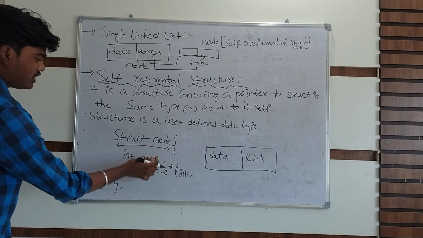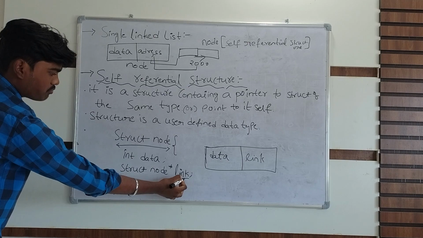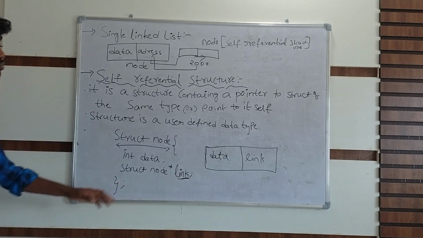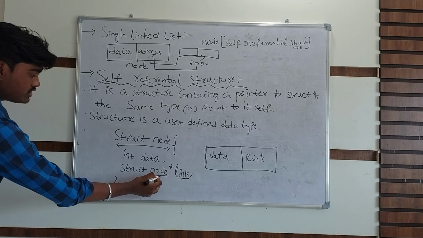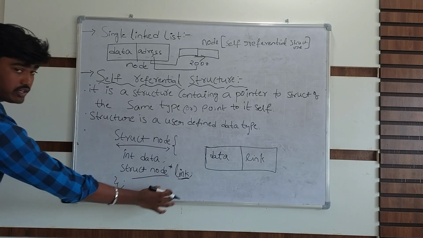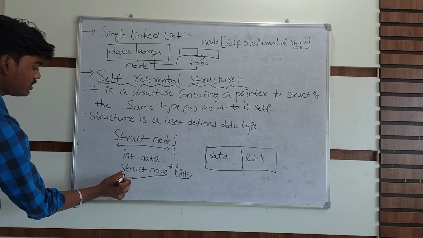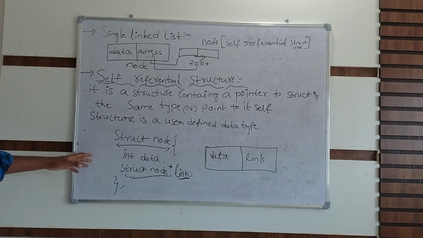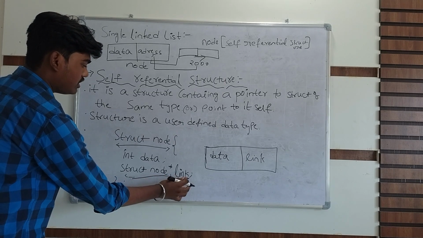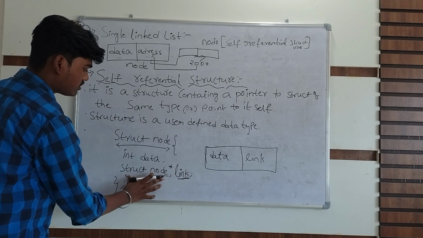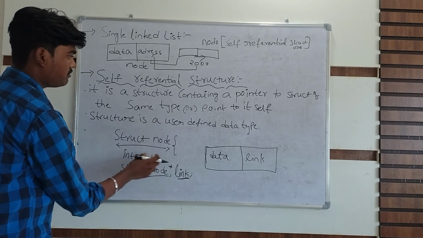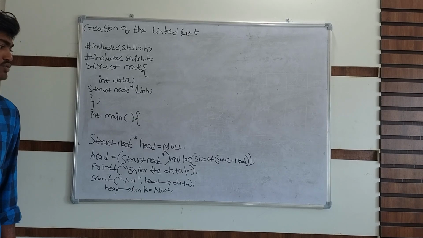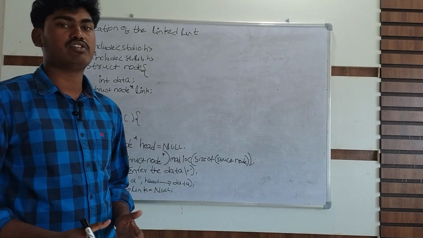Here, if you see, link is a pointer. It will point to itself. If you see, link is a pointer, it will point to struct node. Here link will store the address of a struct node only, the same type of data. So we discussed the self-referential structure.